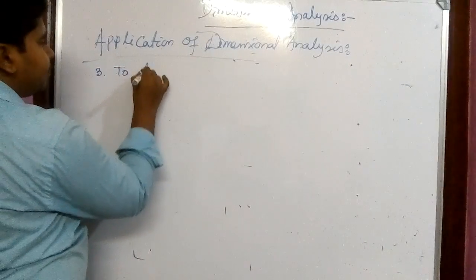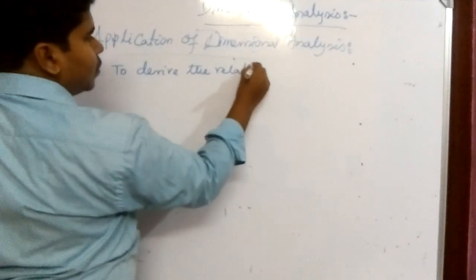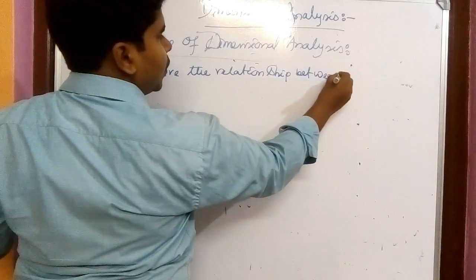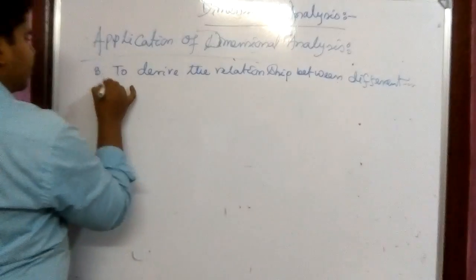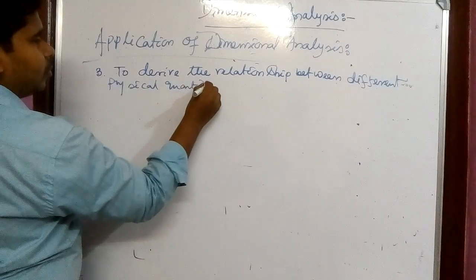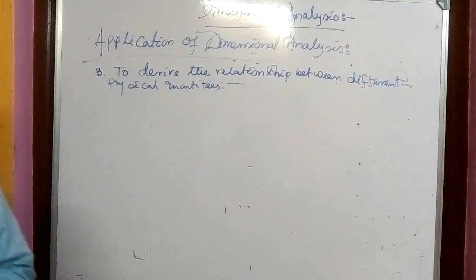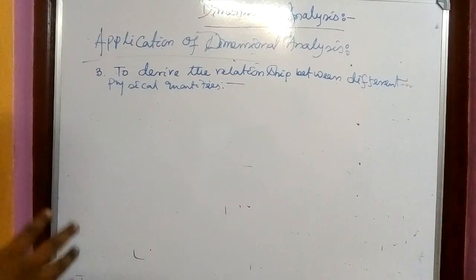To derive the relationship between different physical quantities. Question has come, how? Okay, how? So it's a part of trying. No, we'll not try. We'll see by which method we can find the relation.